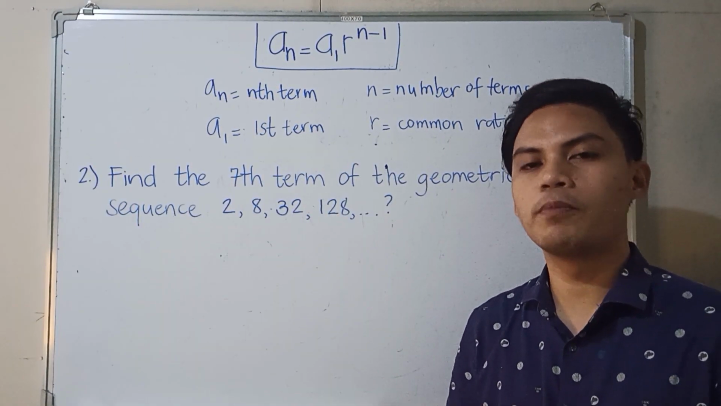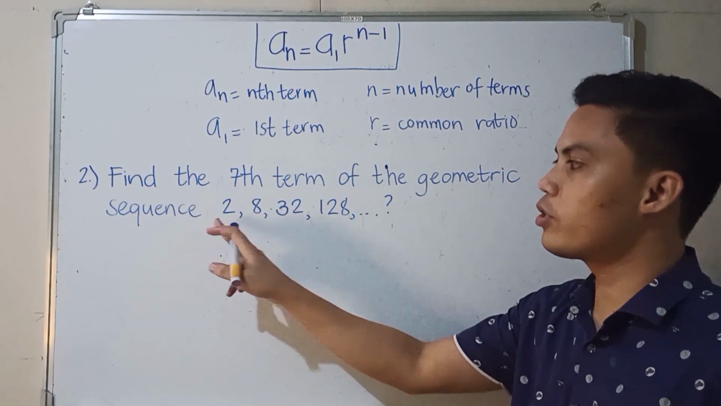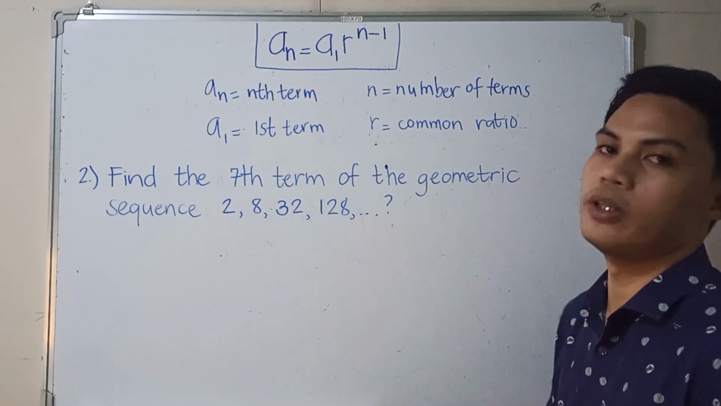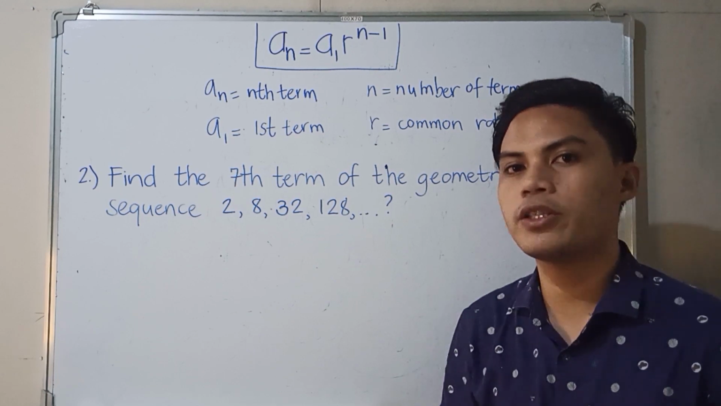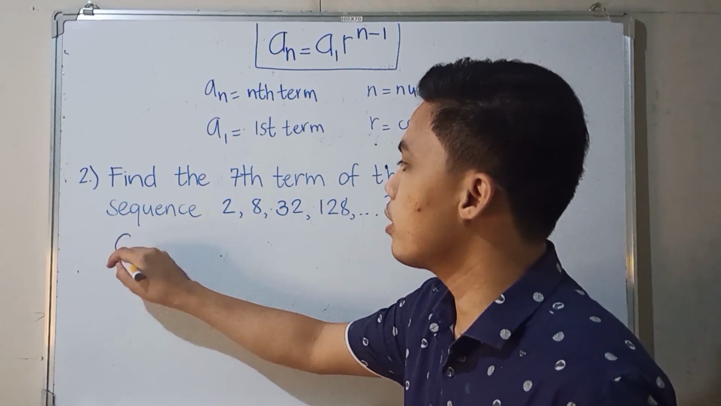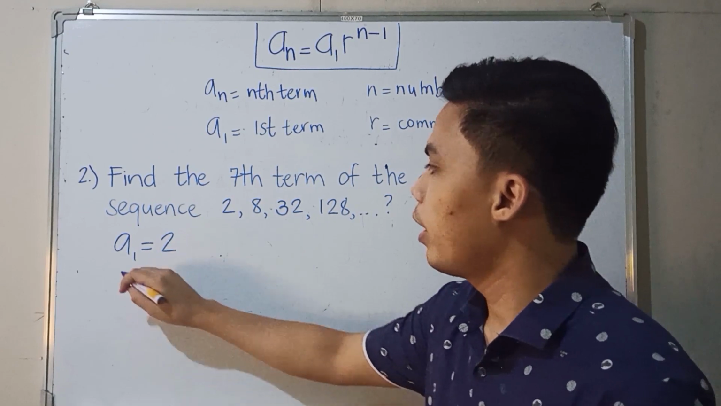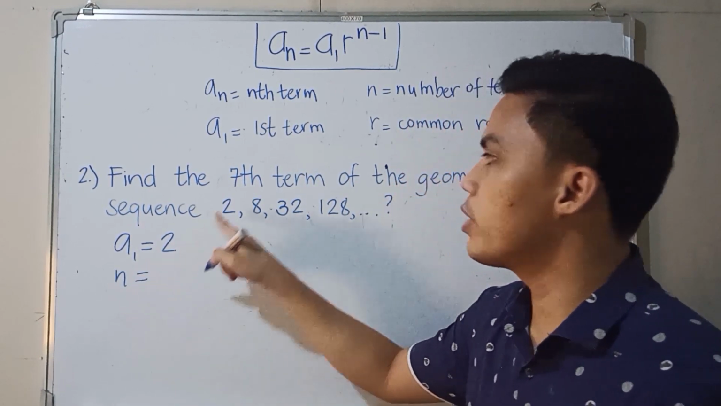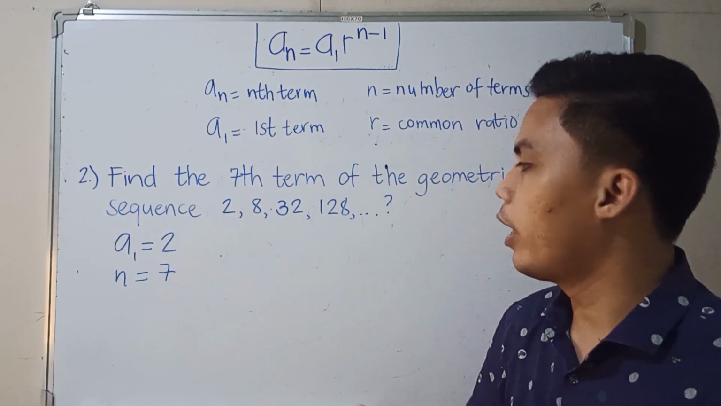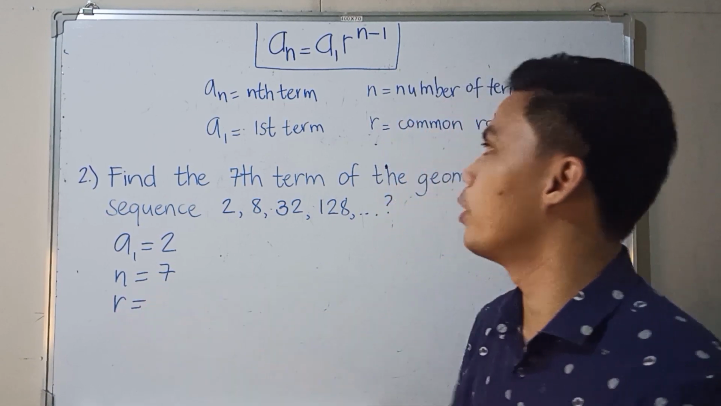Okay, let's have now problem number 2. Find the 7th term of the geometric sequence 2, 8, 32, and 128, and so on. Okay, so first things first, kailangan nating isulat muna yung mga given. So, a sub 1, yung first term natin ay 2. N, or the number of terms, is 7. Kasi nga, hinahanap natin si 7th term. And we have also the ratio, or the common ratio.